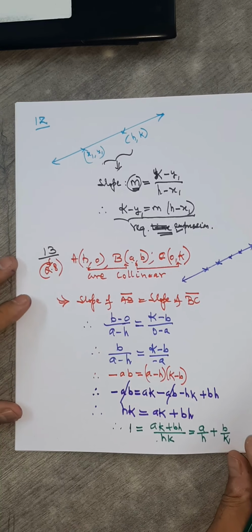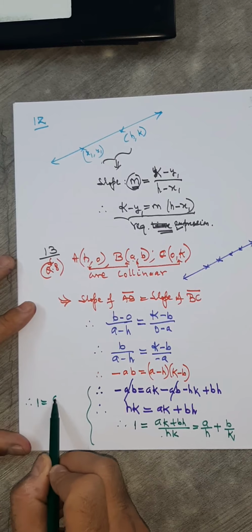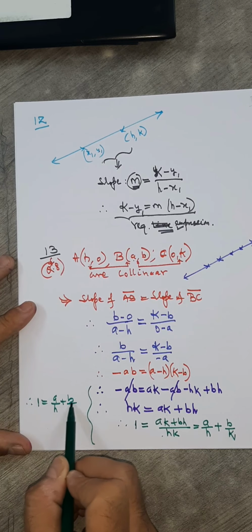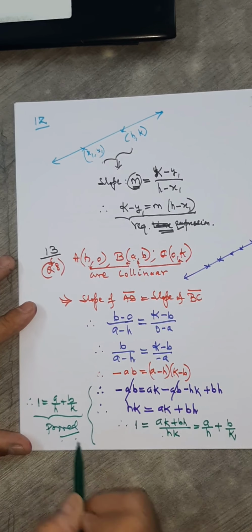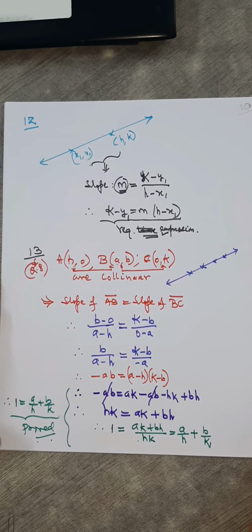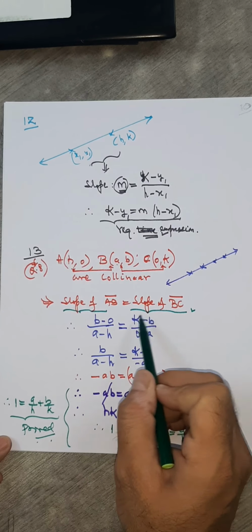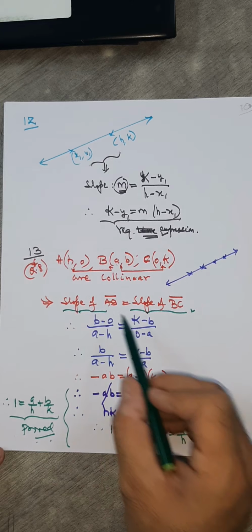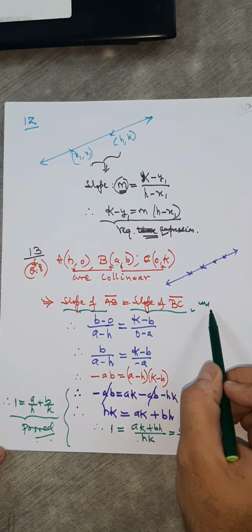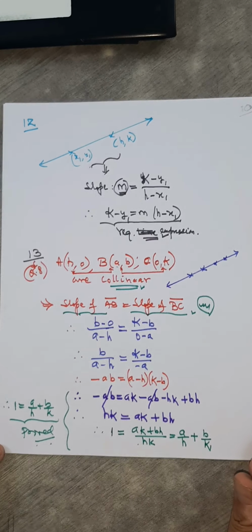So therefore finally, 1 equals A by H plus B by K is proved. The concept is this much. Any two slopes I've compared, and this is just simple algebra. This is not a big task for you. The only important point is this: when points are collinear.